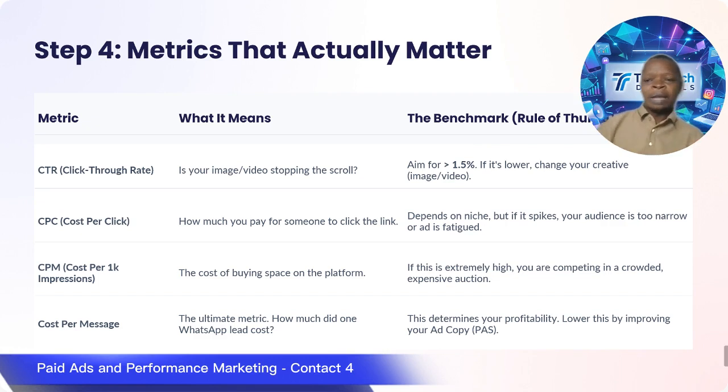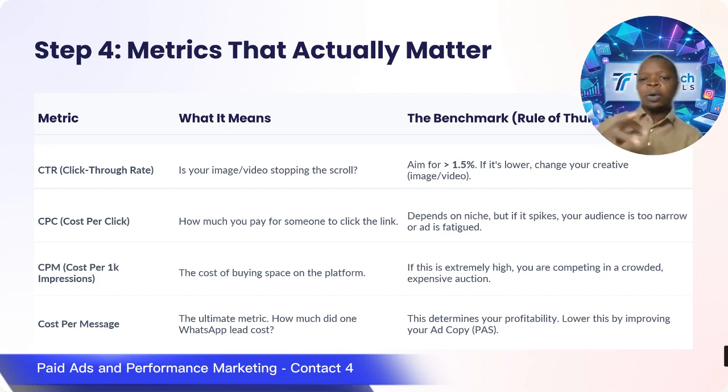But these 4 are very important. These 4 metrics are very key in your ads campaign. We have what we call the CTR, click-through rate. The click-through rate means that it's your video or image stopping the scroll. Do you get that? Is it stopping the scroll? When people see your video or image, did they stop to listen? Did they stop to watch, to see clearly?